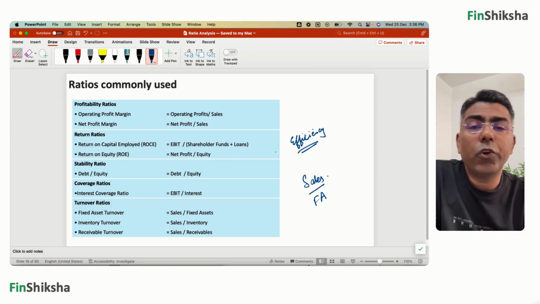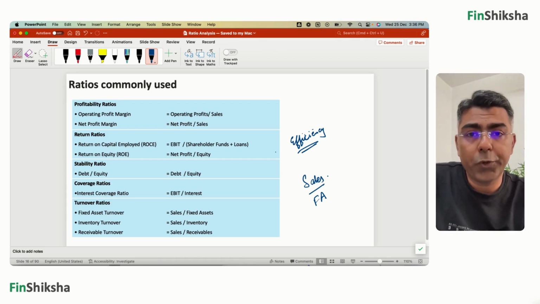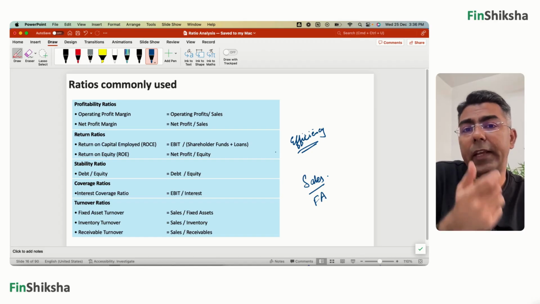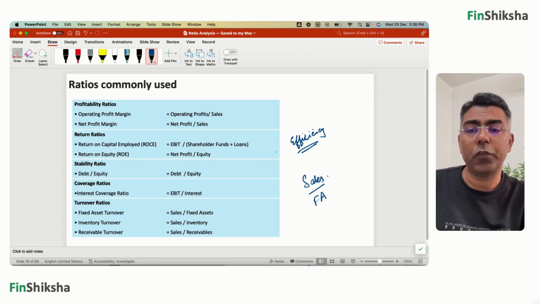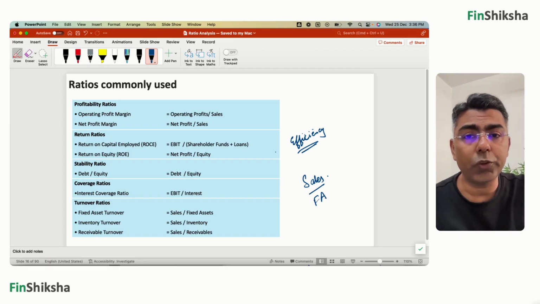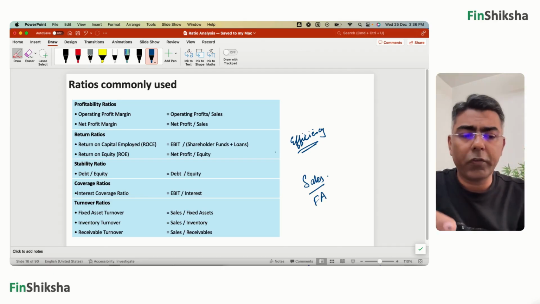How much is your sales? How many times is your sales compared to that metric? The higher the number, the more efficient you are. With a smaller use of an asset like inventory or a receivable or a fixed asset, you're able to generate a higher amount of sales. That is what turnover ratios are basically telling us, right? So this is a bunch of ratios. Obviously, there can be more.